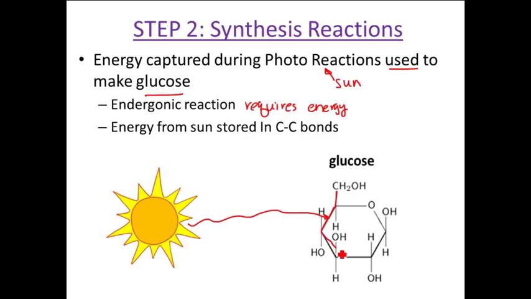Remember I said that glucose is a high energy molecule. It stores energy in its carbon-carbon bonds. Where does it get that energy? Well, it gets it from the sun through the process of photosynthesis, right? So the energy goes from the sunlight, from the sun, it goes to the photoreactions, and then eventually goes to glucose.